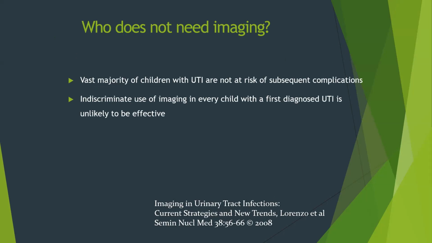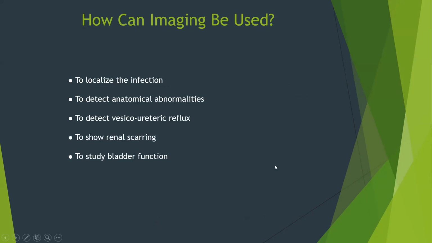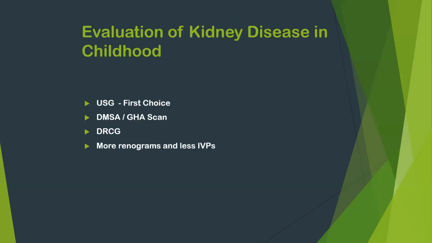And who does not need imaging? The vast majority of children with UTIs are not at risk of subsequent complications. So indiscriminate use of imaging in every child with the first diagnosed UTI is unlikely to be effective. And how can imaging be used? It can be used to localize the infection, to detect anatomical abnormalities, to detect VUR, to show renal scarring, and to study bladder function. So in childhood, ultrasound is the first choice, followed by DMSA or a DTPA scan, DRCG, and more renograms and fewer IVPs.